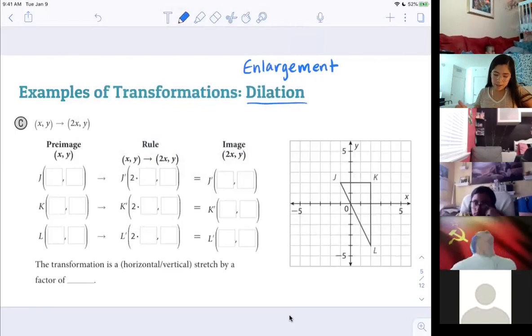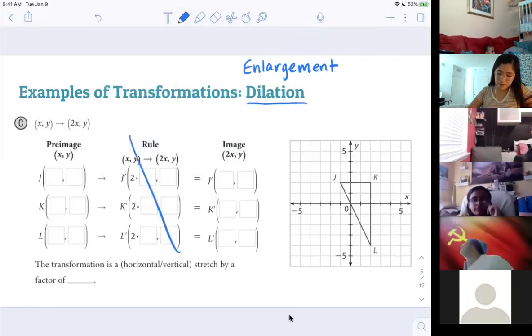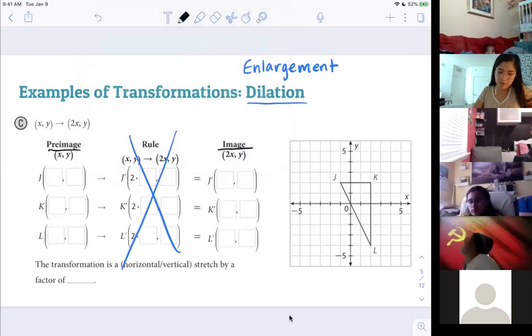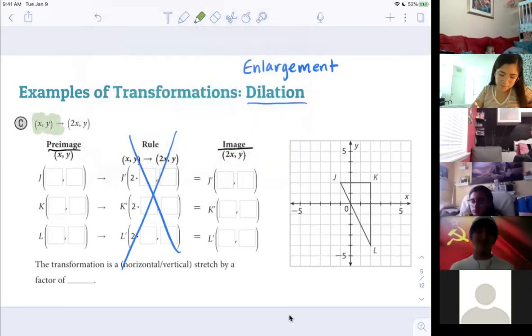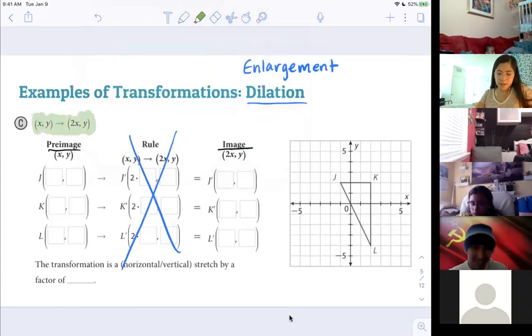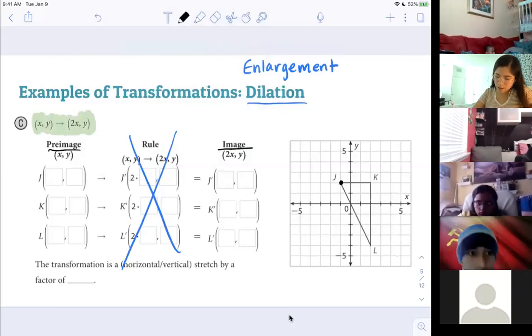All right. So again, don't worry about this middle section. Just write down the pre-image, the image, and the rule. So let's look at our rule. My rule tells me that I'm going to multiply the x coordinate by 2, and I'm going to leave the y the same. So let's go ahead and do that. First, it's asking me to actually give the points. So let's start with J. Look at the graph. Where is that point?